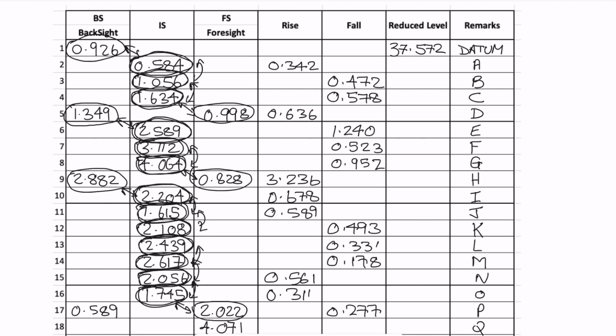Another change station has occurred. We reset our reading at point P. So we now take 0.589, and the reading after that was the 4.071. We'll work out the difference between these two. The second reading is larger than the preceding reading. Our absolute difference then goes in under the fall column.